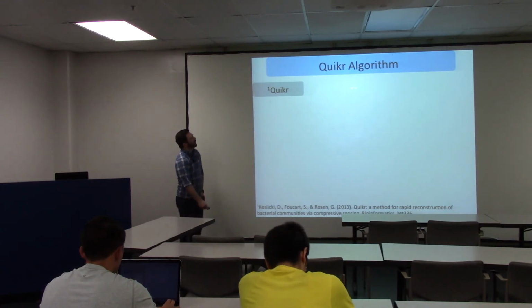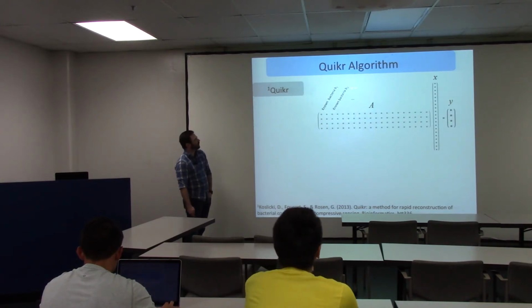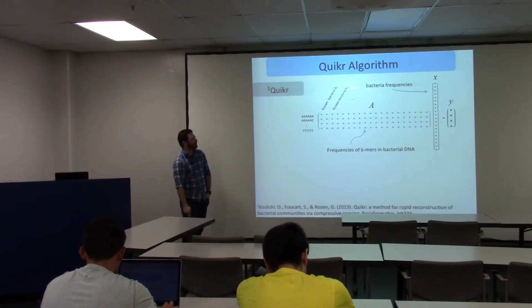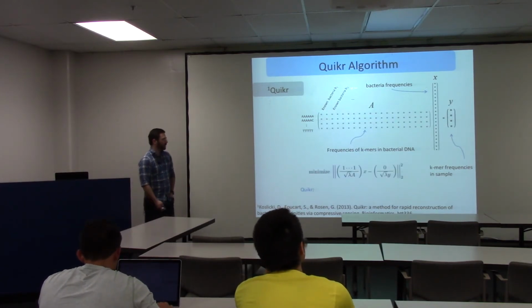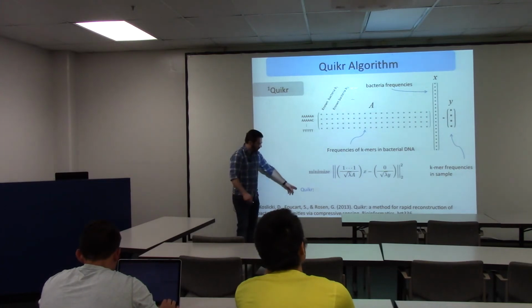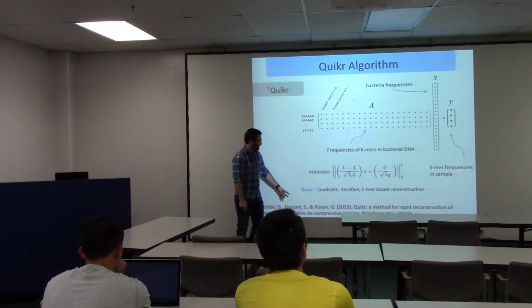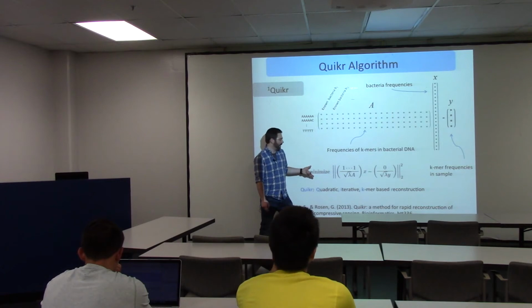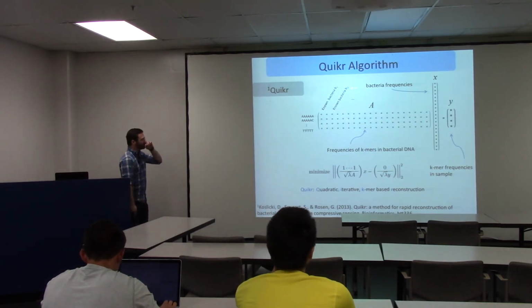Okay, so we wrap this all up into an algorithm called Quicker. Rows are k-mers, columns are known bacterial 16S RNA sequences. Entries here are the frequencies. That's what we're trying to reconstruct. That's the information that we're given. We use this optimization procedure. And it took a few weeks to come up with the name Quicker, which stands for quadratic iterative k-mer-based reconstruction technique. Quadratic, iterative, because the way you solve this is using an iterative method, and it is a k-mer-based bacterial community reconstruction technique.